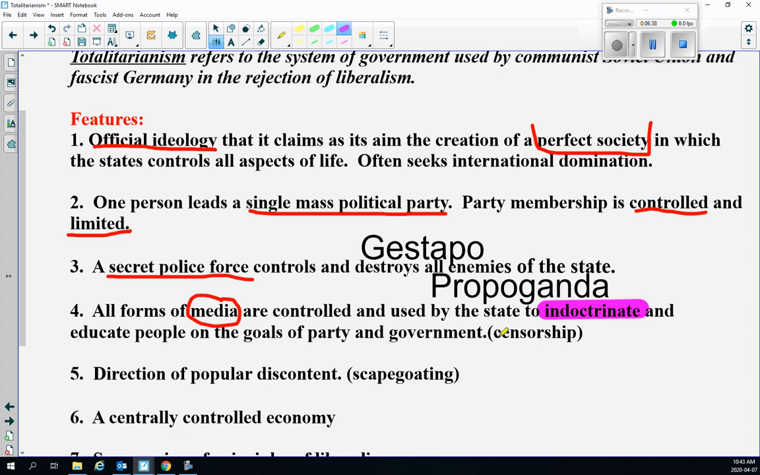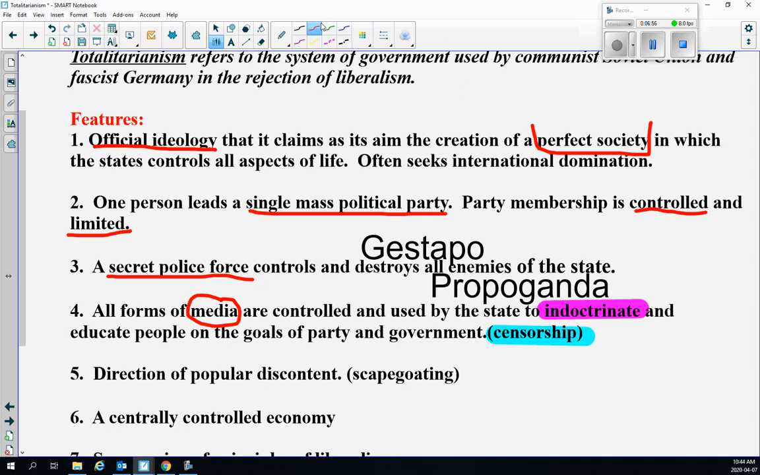You could call controlling the media as well a form of censorship. If you only allow the message that you want them to get as a government, you are censoring the media. Got to control the media. Totalitarianism 101.